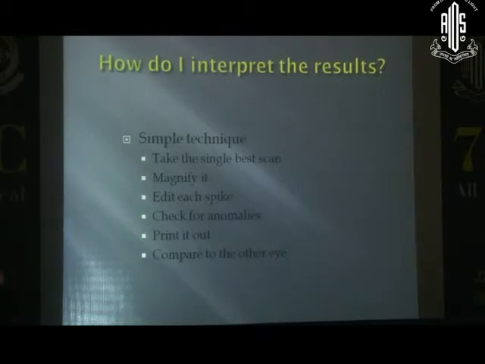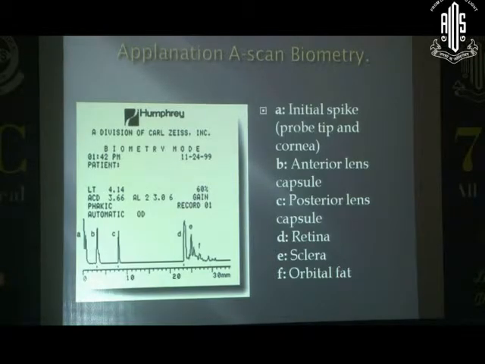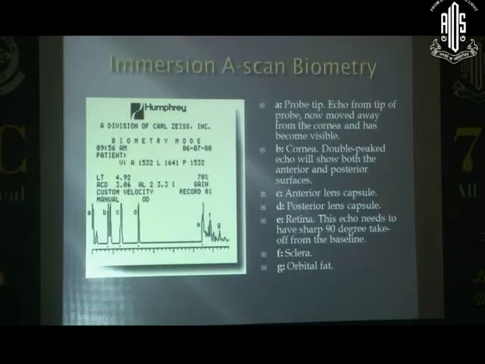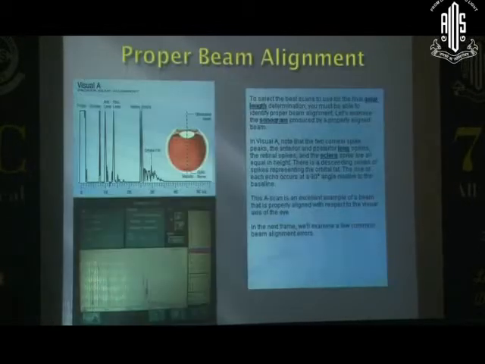How do we interpret? You need to take the single best scan, magnify it, edit its spike, check for anomalies, print it out, and compare to the other eye. There are various spikes. This is for contact: you have the anterior cornea, anterior lenticular capsule, posterior lenticular capsule, retina, sclera, and the orbital tract. For the immersion, you will have the first spike from the probe, and the rest of the spikes remain the same. For a proper beam alignment, you will be able to see that all the spikes are tall and they are in a particular shape.